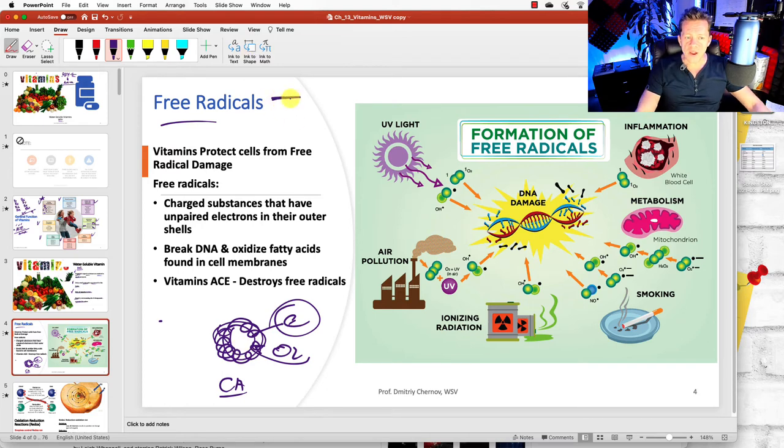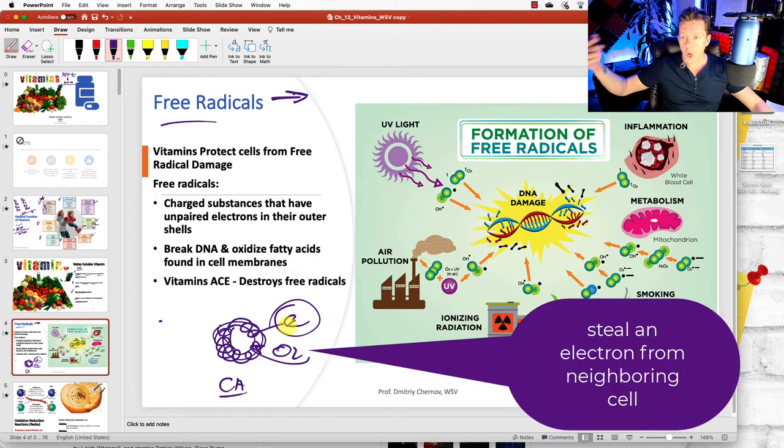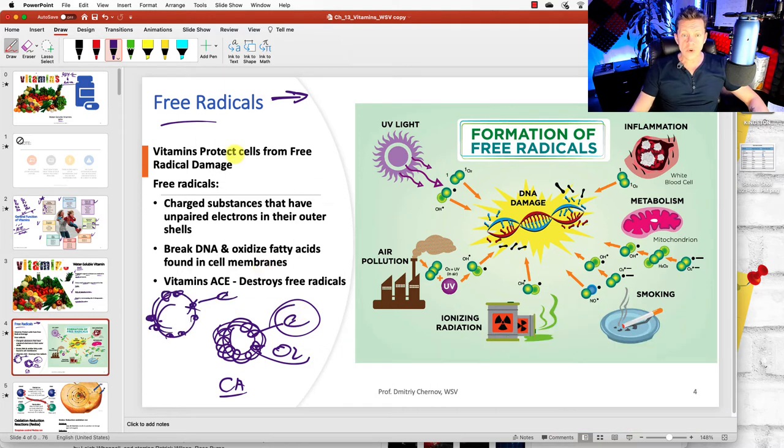So the free radicals can go and destroy the cell. And when the cell has already lost an electron, it itself becomes a free radical, because that cell can, I'm just exaggerating by saying can go, steal this missing electron away from neighboring cells. So in general, vitamins protect cells from free radical damage because they're antioxidants.